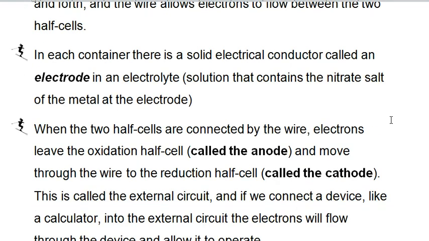So some terminology here. In each container there's a solid electrical conductor that's called an electrode. Sometimes it's made out of the solid metal that the ions in the solution are made of. I know that sounds awkward, but for example, if I have a zinc solution, I'll make the electrode out of solid zinc. If I have a silver solution, I make the electrode out of solid silver.